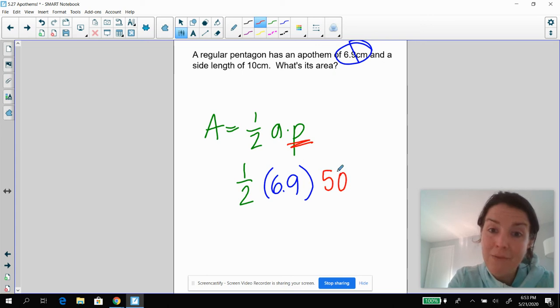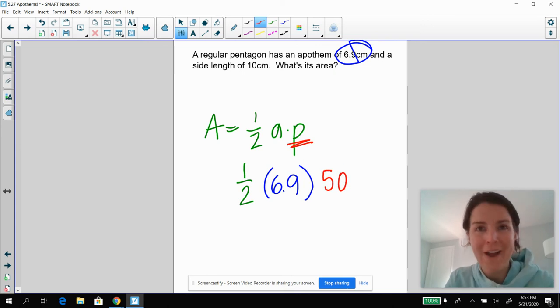is 50. And then you would actually do it out, right? You're not just going to leave it like that, but I'm just sort of showing you where these are coming from. So this is a really straightforward one, right? And you didn't have to like draw it out. You didn't have to think about it. You just threw it into the formula and you're done.